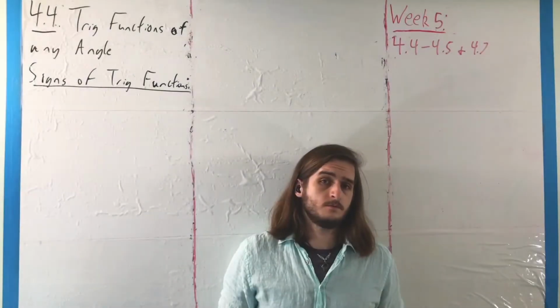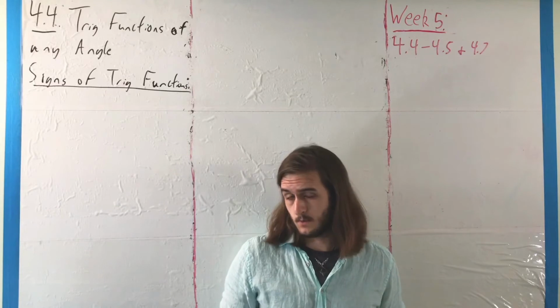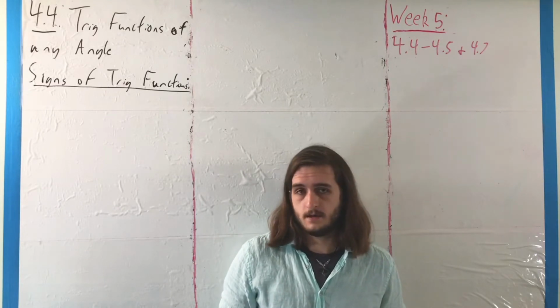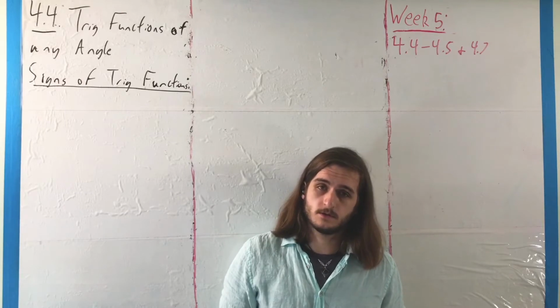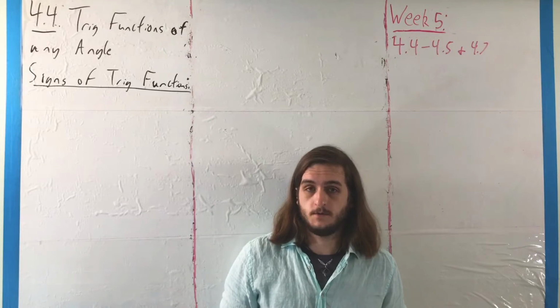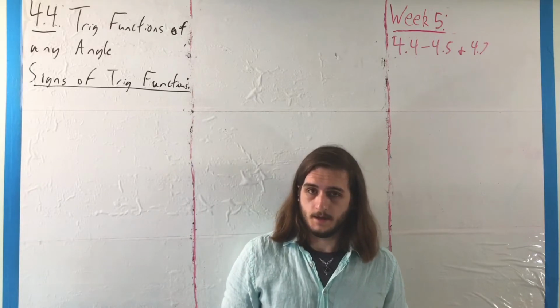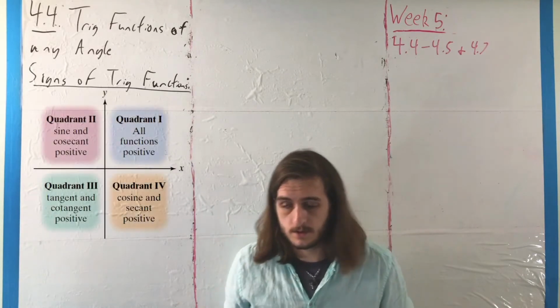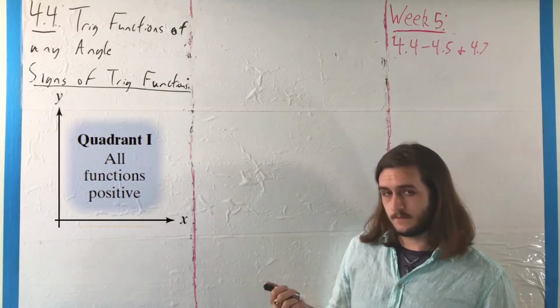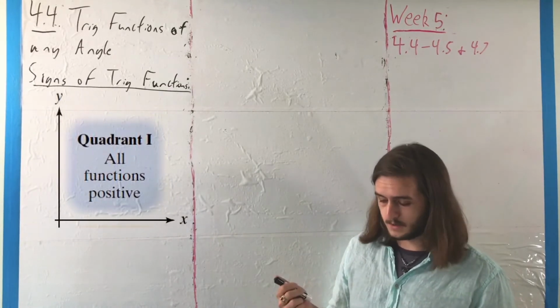So due to the way that they can be seen in terms of x and y values, we can see nice patterns for the behavior of trig functions in terms of the quadrants of the rectangular plane. That is, if we look at the quadrants like so, we can see that in the first quadrant, all of our trigonometric functions are positive.